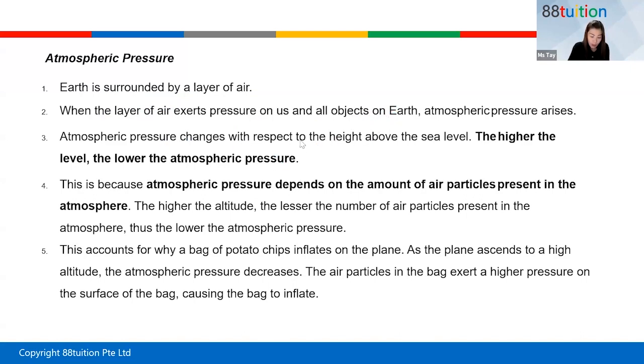Atmospheric pressure changes with respect to the height above sea level. So the higher the level, the lower the atmospheric pressure. If the atmospheric pressure is higher, then the height above sea level will be lower. I will leave this to you to read on your own. I will rather focus more on what is going to be tested over here, and the worksheet questions I want to go through with you first before I come back to this part to discuss further.